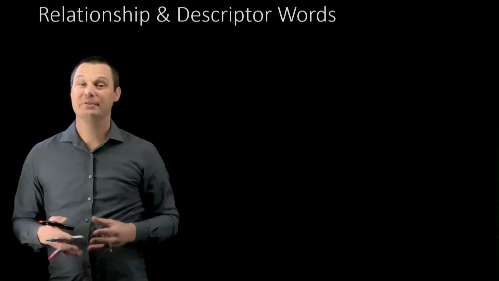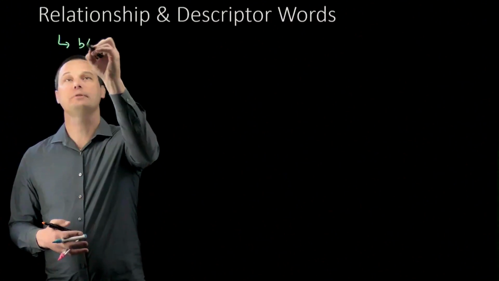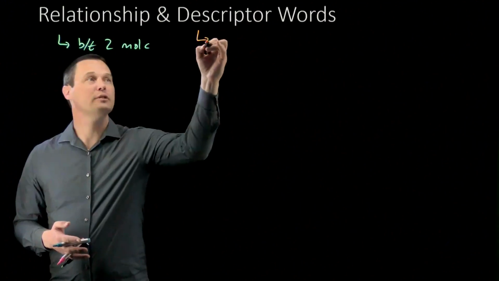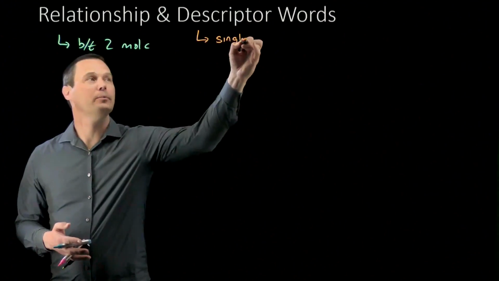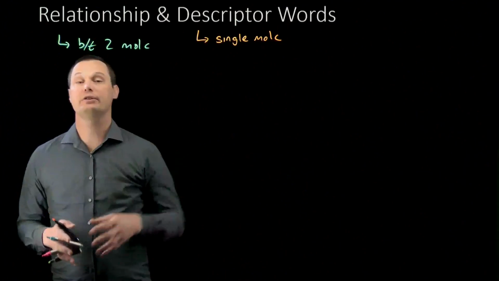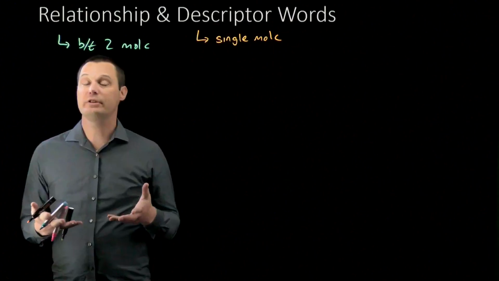So I want to be very careful and be very sure we're using the correct type of word in the correct situation. So, to be clear, a relationship word is a word that describes the relationship between two molecules. And by contrast, our descriptor words describe a single molecule. And if you're describing the relationship between two molecules, it is inappropriate to use a descriptor word. So how do we know which word we're supposed to use in which situation?